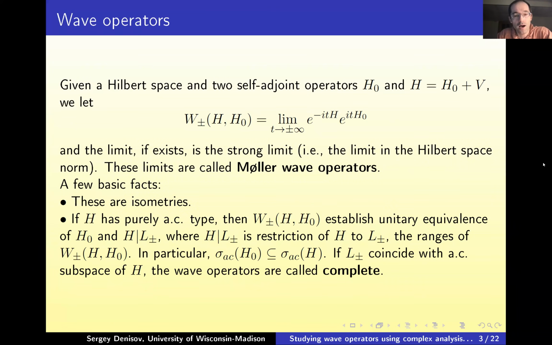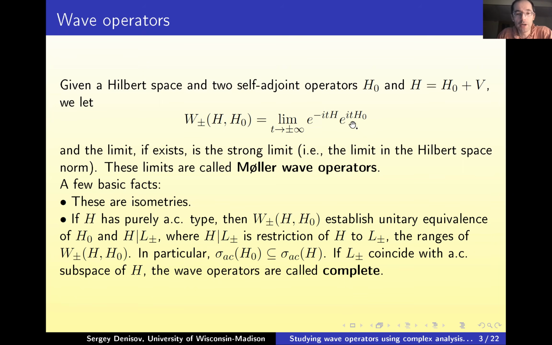Now, since we have self-adjoint operators, we can apply the spectral theory. We have a spectral theorem for both H naught and H. And if so, we can generate these evolution groups, which can be defined just by applying the spectral theorem. One is e to the itH naught, the other one is e to the negative itH. Each of these operators is a unitary operator in the Hilbert space. Again, that's immediate from the spectral theorem.